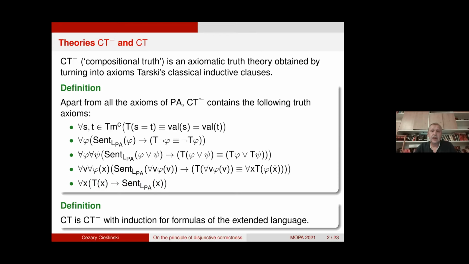Just a couple of things here. CT minus means that we do not have extended induction. Extended induction, I will use this expression for induction for formulas of the language with the truth predicate. So we do not have this in CT minus. CT is the theory with full extended induction.